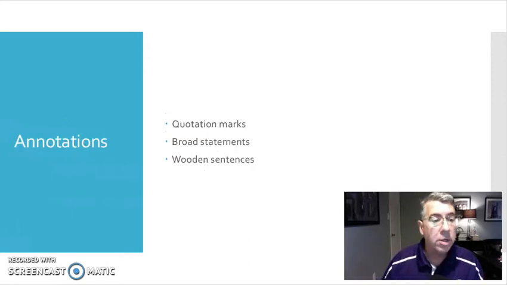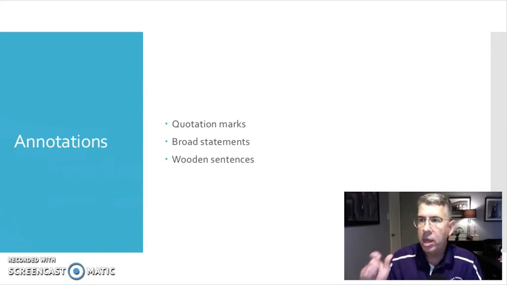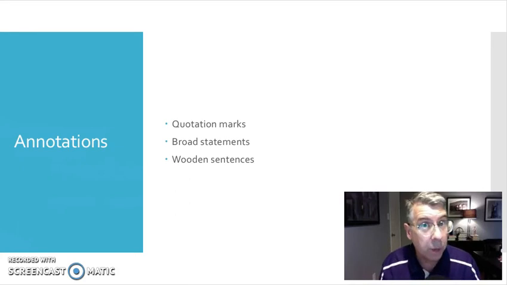And then lastly, I wanted to talk a little bit about your annotations, some things to think about when you're doing your annotations. One big one, very, very big issue is if you are going to quote the source, if you're going to use their language, if you're going to use more than 7 consecutive words from your source, especially in your annotated bibliography, put quotation marks around that. Let me tell you why.